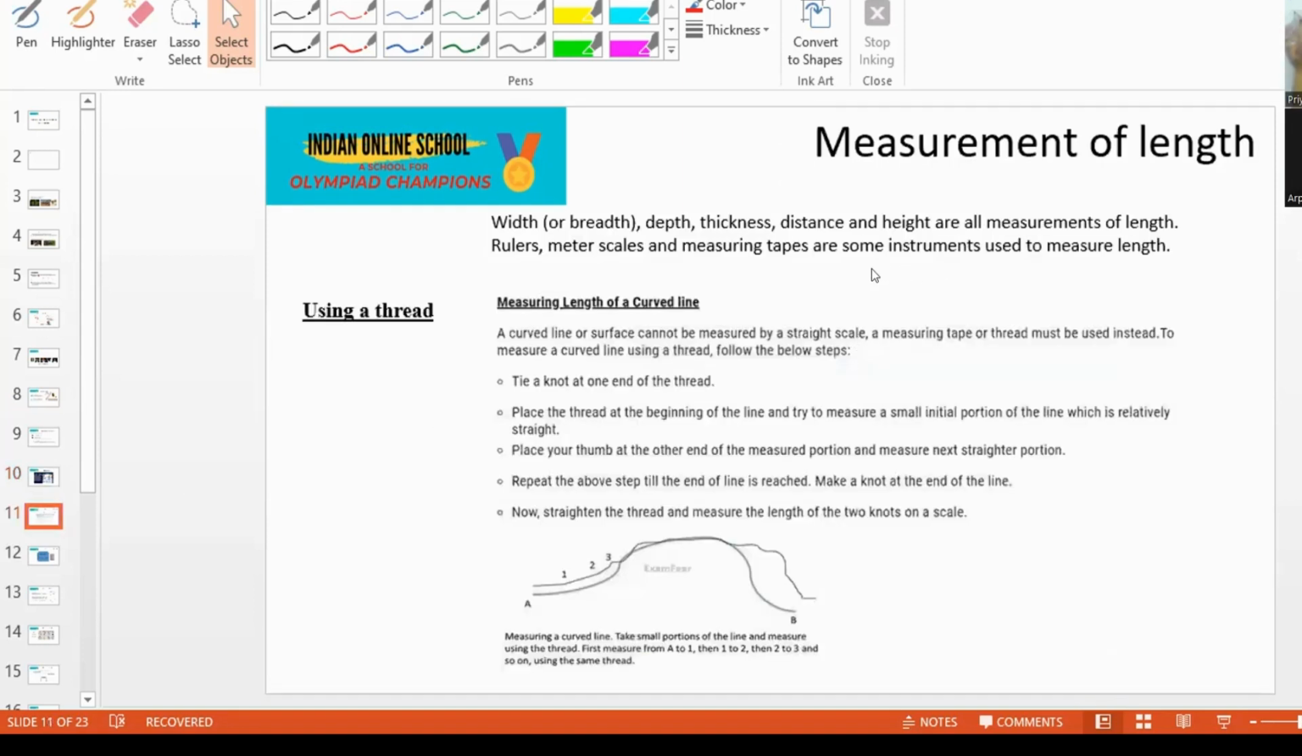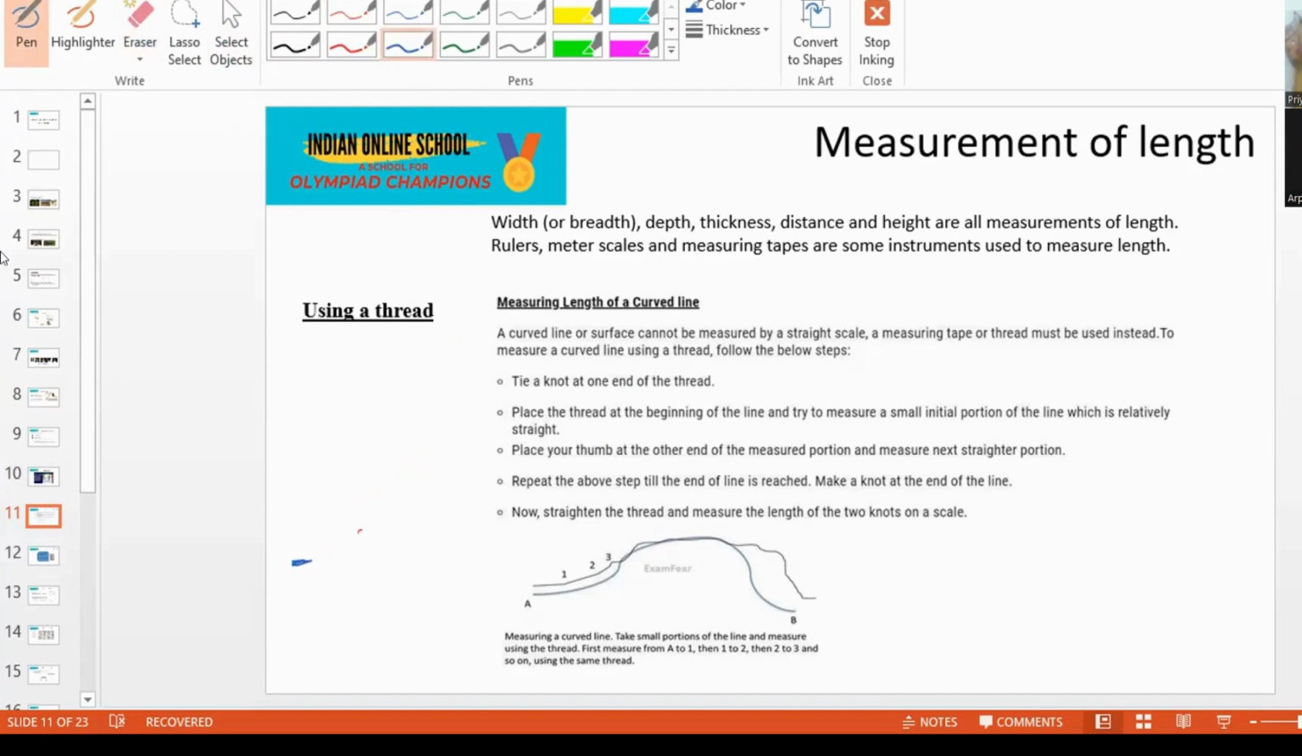Now we see that measuring a straight line is easy, but measuring a curved line is difficult. So how do we measure the length of a curved line? Suppose here we have a curved line. Two methods are there. One method is we can use a piece of thread. We will take a piece of thread and place it at the starting point of the curved line.